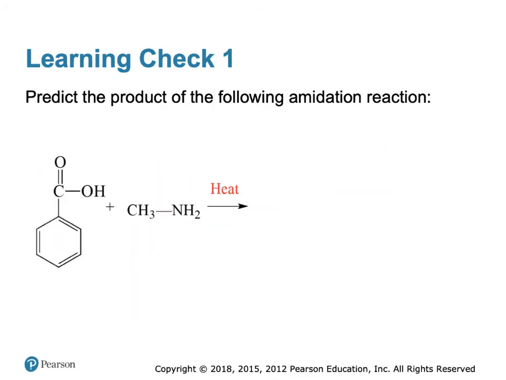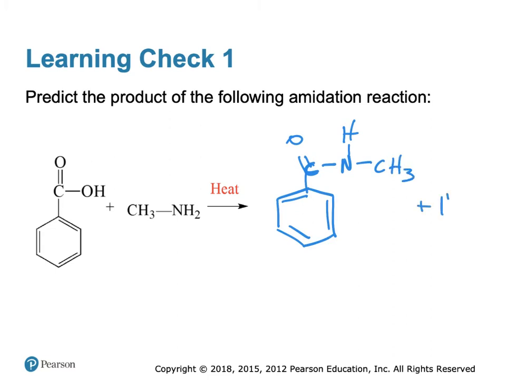All right, so let's predict the product of the following amidation reaction. There's your carboxylic acid. You have your primary amine. The product will have that benzene ring, your carbonyl carbon, your nitrogen, a hydrogen, and the CH3 group, plus water. So you're losing the OH and a hydrogen from the amine.